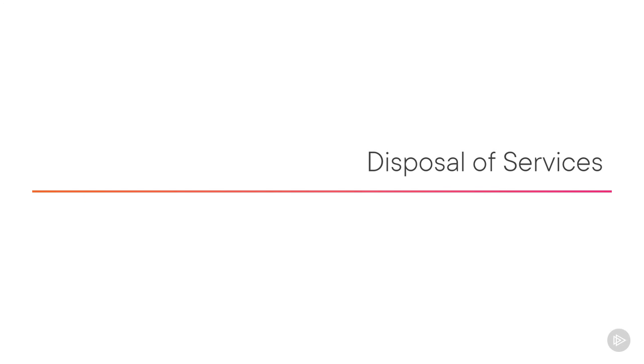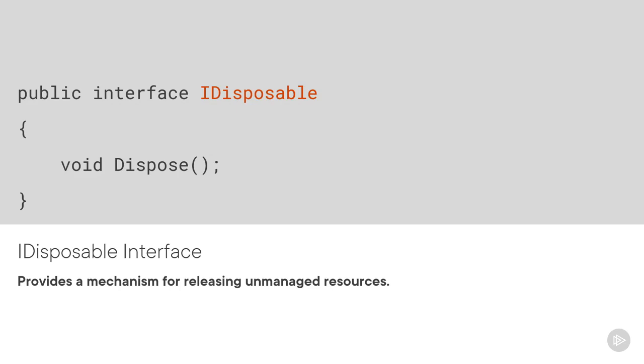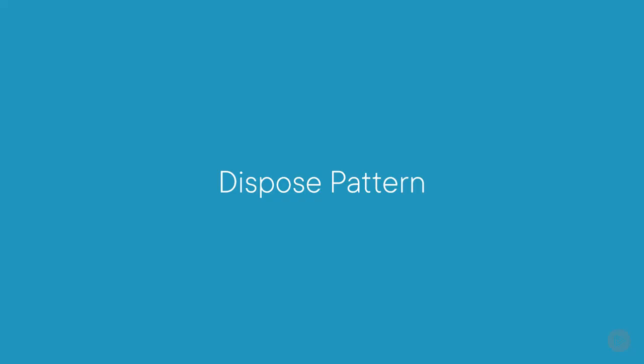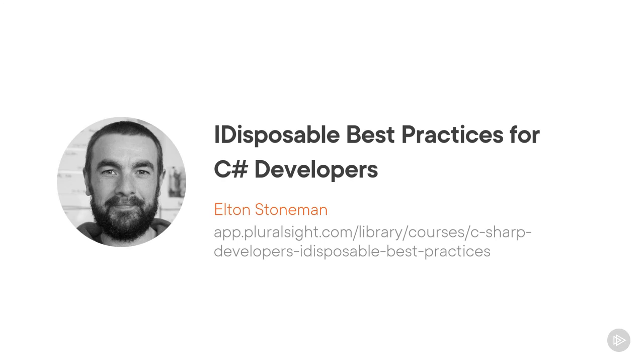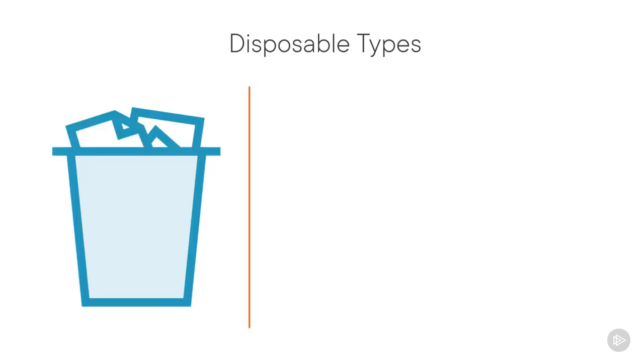Some of the services you define may need to access unmanaged resources and memory, or they may interact with types that do so. In C#, such types are expected to derive from the IDisposable interface and implement it so that the resources can be released and cleaned up appropriately. When applying these concepts to our code, we must implement the dispose pattern. If you want to learn more about this pattern, I suggest viewing Elton's course, IDisposable Best Practices for C# Developers.